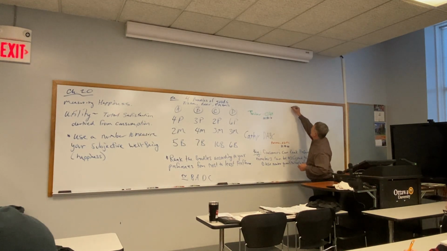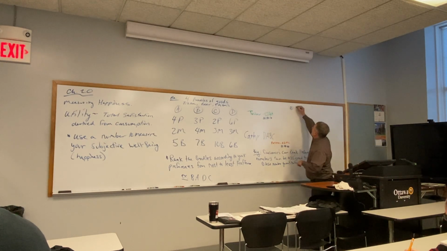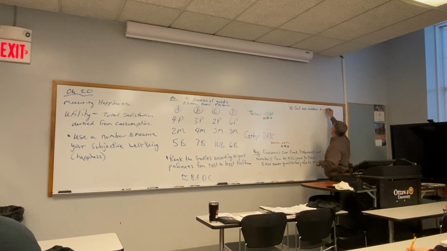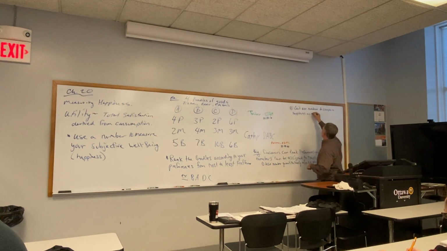And I'll write number 2 up here just because I know I'm running out of room down there. Number 2, we can't use numbers to compare happiness across people. Doesn't make sense.